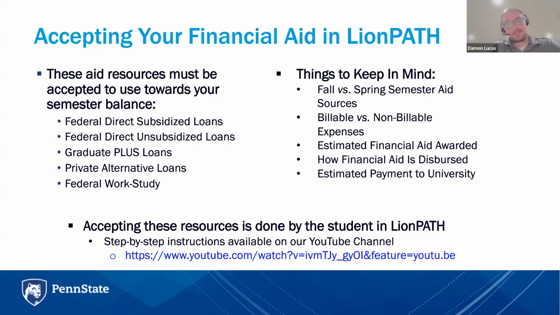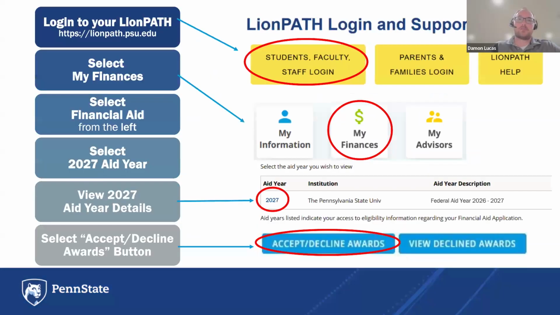So how do we accept this stuff? You have to log into your LionPath. You may have the students, faculty, staff login. That's primarily how you'll log into LionPath. You'll select My Finances, that green button there, about the middle of the right-hand corner of the screen. You'll then select the financial aid year. So for this upcoming academic year, even though it's 26-27, it's just aid year 2027. You'll then select View Award Details, and then you'll accept or decline the awards.